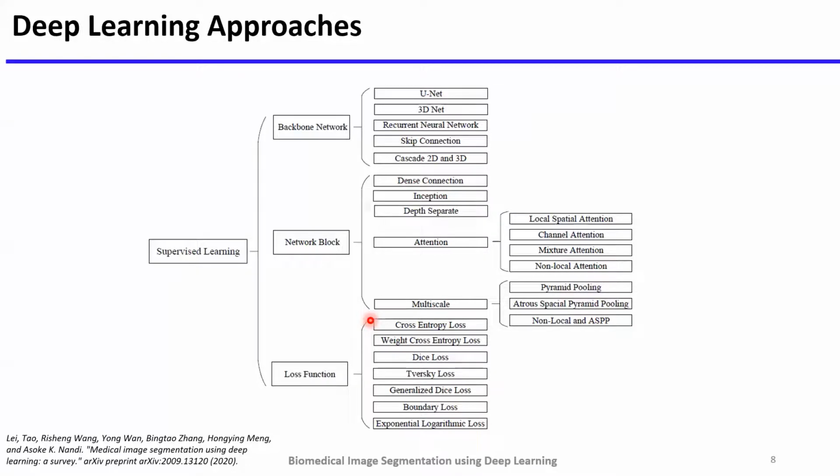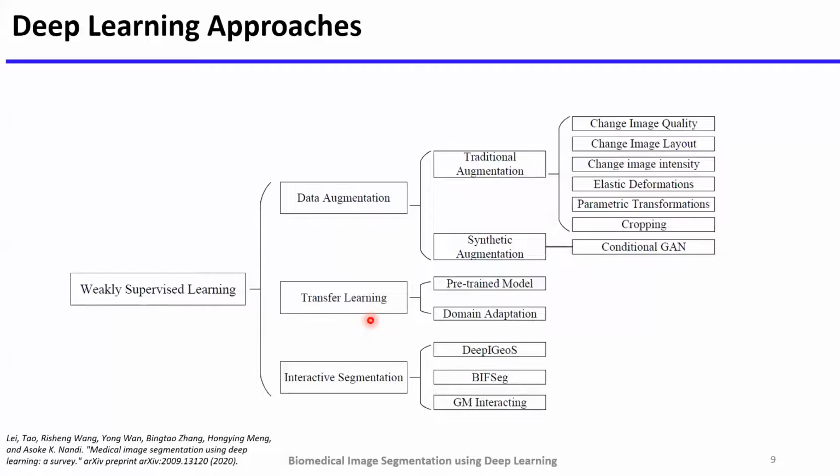Coming to weakly supervised and semi-supervised learning: in supervised learning, we have completely labeled data to learn the task. In unsupervised learning, we do not have any labeled data, which is a complex process to learn. In between, we have the semi-supervised or weakly supervised learning approach. Here, these are the phenomena we must deal with: data augmentation, transfer learning, and interactive segmentation.